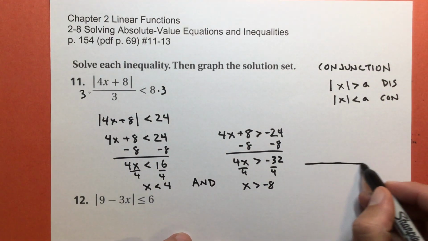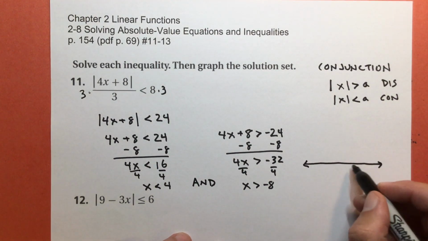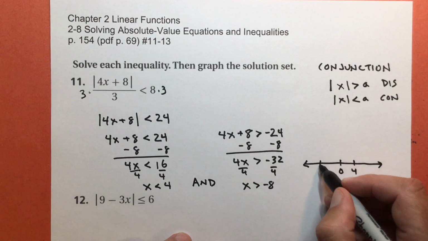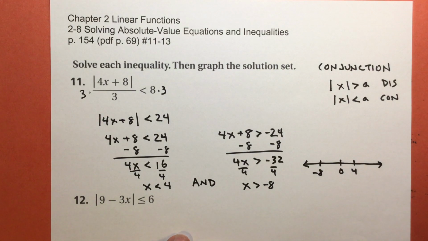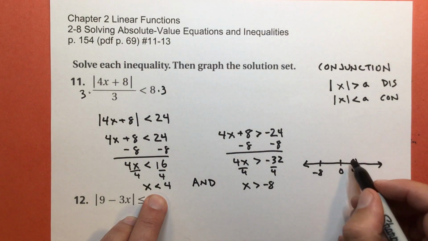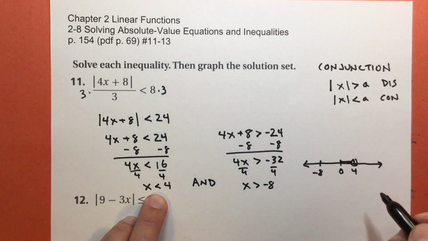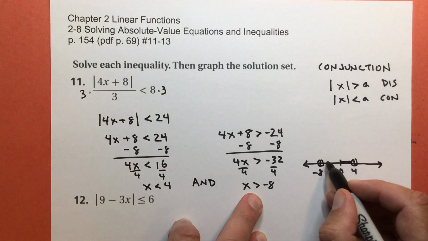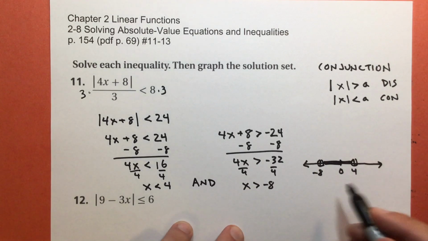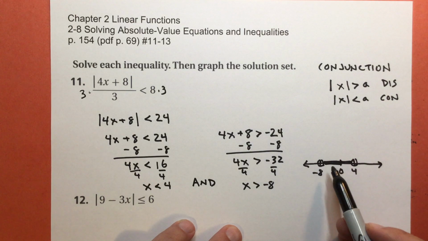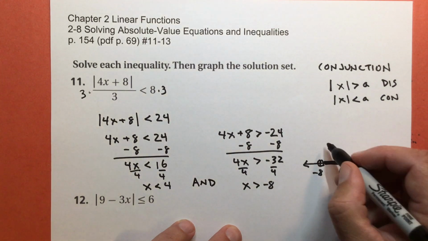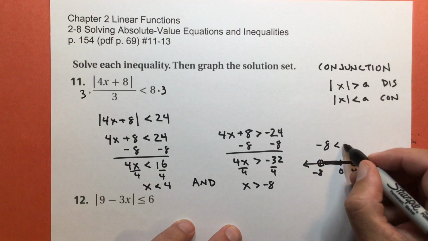For my graph, I'll just sketch it real quick over here. Here's 0, here's 4, and over here is going to be negative 8 someplace. X is less than 4. Open circle on 4, and I'm going to head to the left because I want less than. X is greater than negative 8. Open circle on negative 8. I'm going to head this direction. And basically this is going to be all of the numbers from negative 8 up to positive 4, except I don't include those two numbers. So I can write it like this.